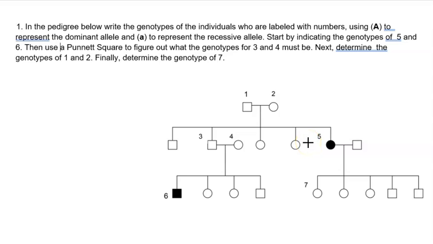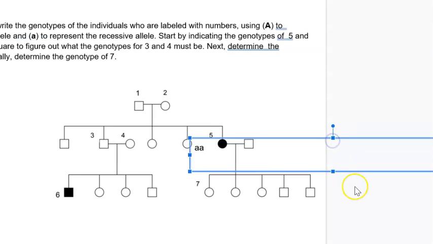So this is a recessive trait. I'll say that again. This is a recessive trait. How do I know that it's a recessive trait? Well, because 5 has it, but neither of 5's parents have it. 1 and 2 do not have this condition. And you could also say, well, 6 has it, but neither of 6's parents have it. So it has to be recessive. So I'll just go ahead and write in number 5's genotype here.